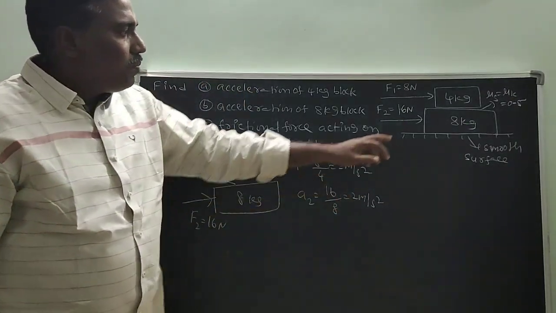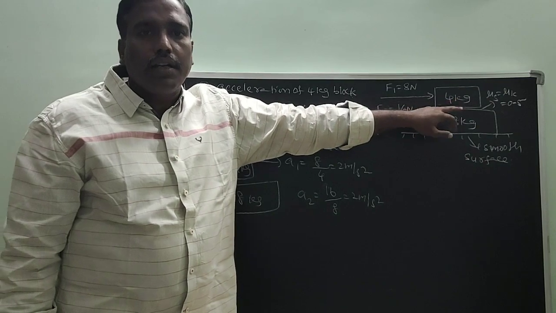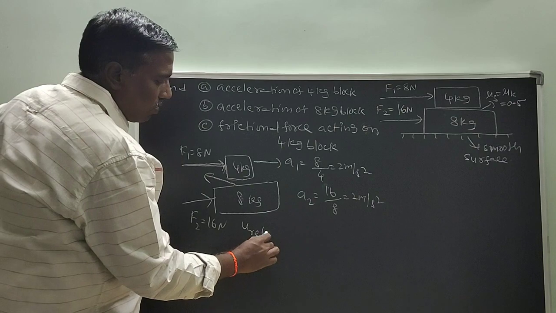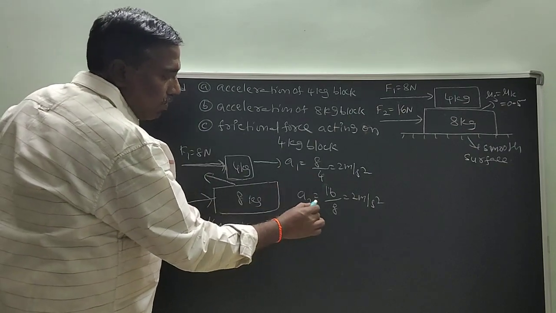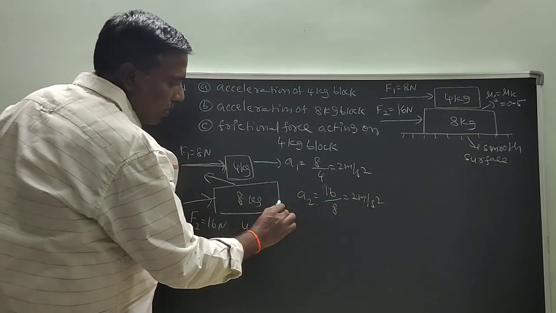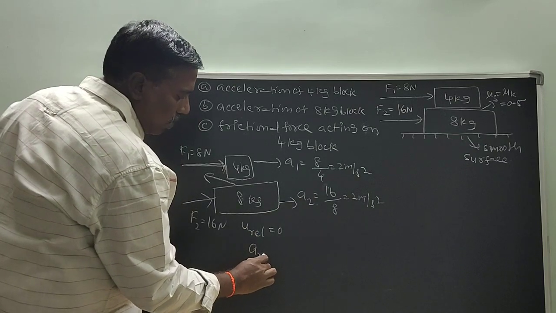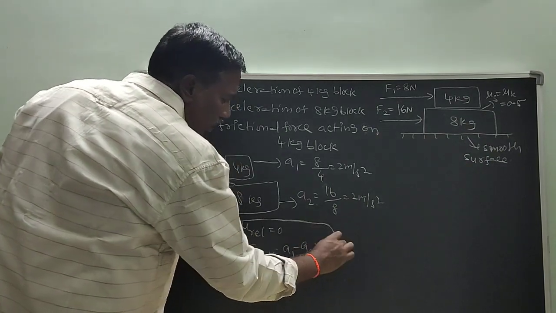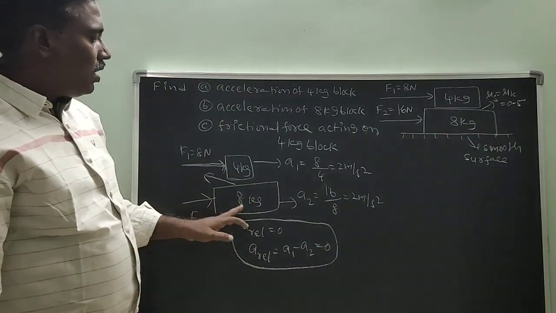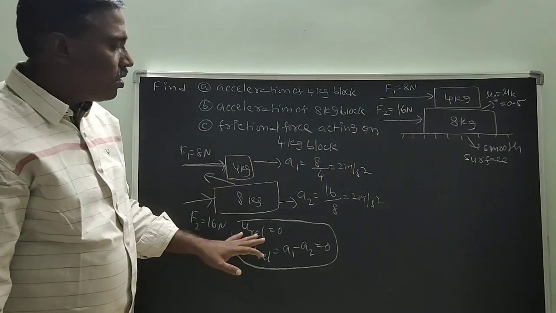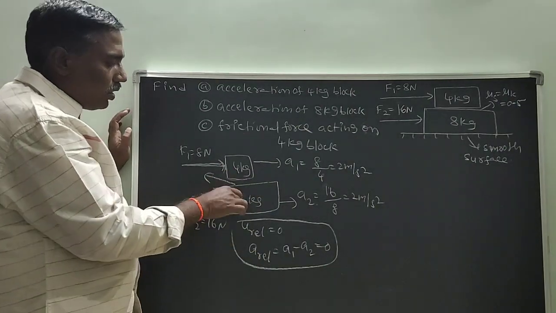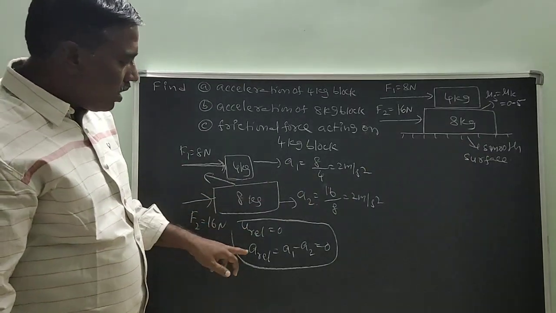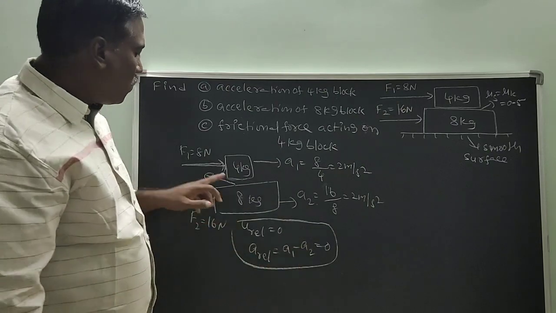Initially both are at rest. What is the relative velocity? U relative is equal to 0. What is the relative acceleration? Both accelerations are in the forward direction. A relative is A1 minus A2, that is equal to 0. There is no tendency of relative motion between these two blocks. So both are moving with the same acceleration.